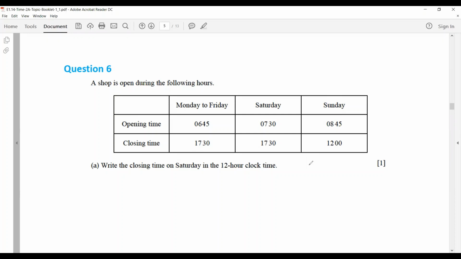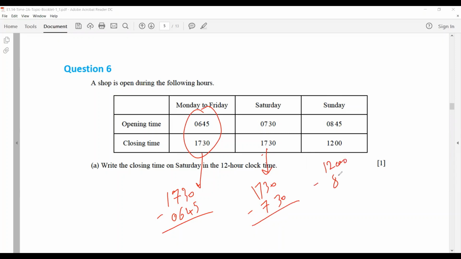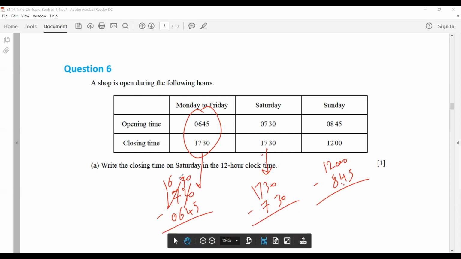The next question is calculate the total number of hours the shop is open in 1 week. So we have to calculate for each column separately. This one would be 17:30 minus 6:45. This one would be 17:30 minus 7:30. And this one would be 12 minus 8:45, right? So the first one, that gives us 16, 90 minus 45 is 45, 16 minus 6, that is 10 hours 45 minutes from Monday to Friday.